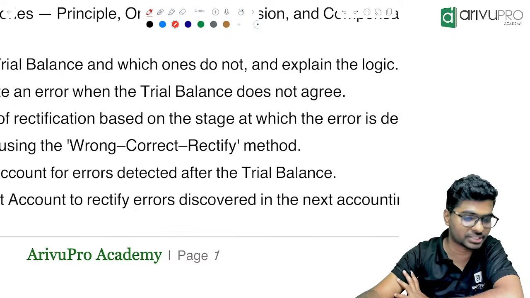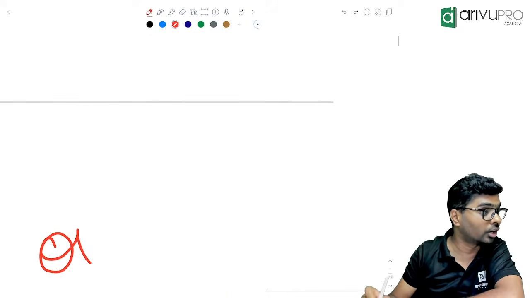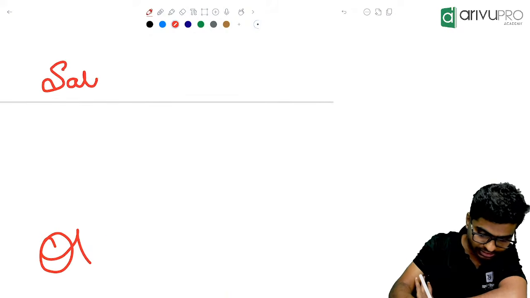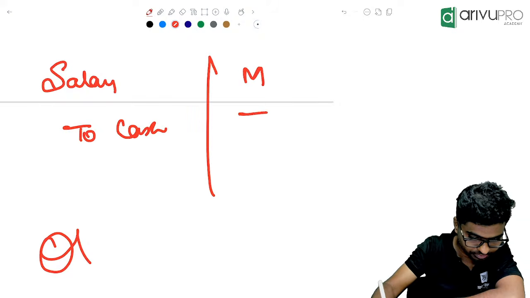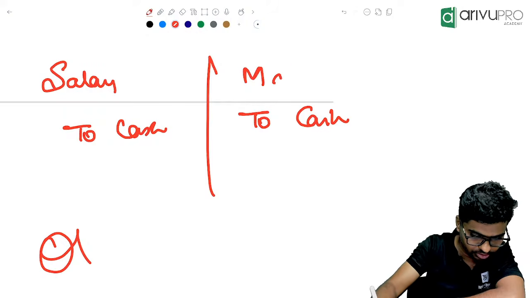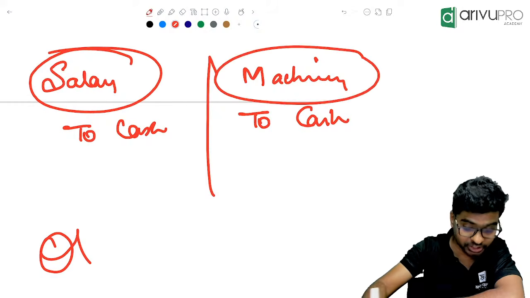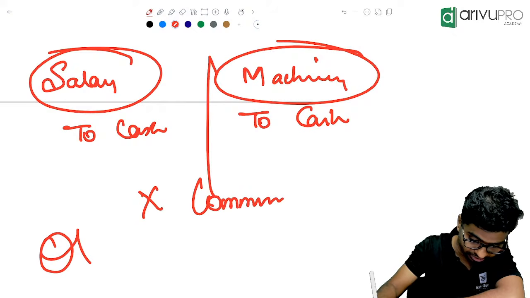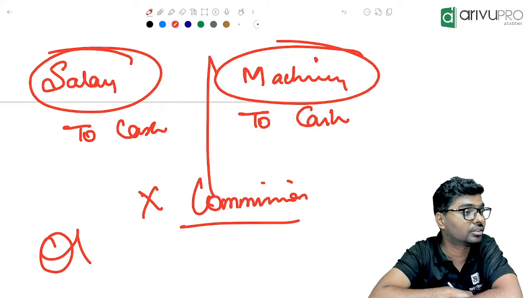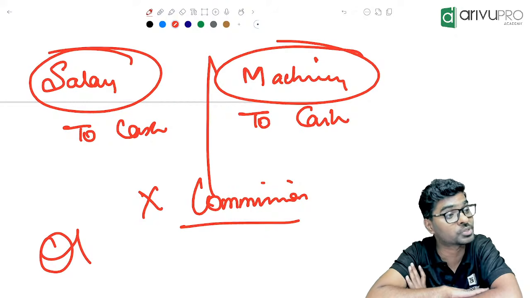Now, our Nivash came and said, sir, you told the wrong account, no? You told salary to cash. I wrote it as machinery to cash. Sir, this is salary, this is machinery. Both are different accounts. Is it an error of commission? Because it is affecting my revenue and balance sheet, we treat it as what?